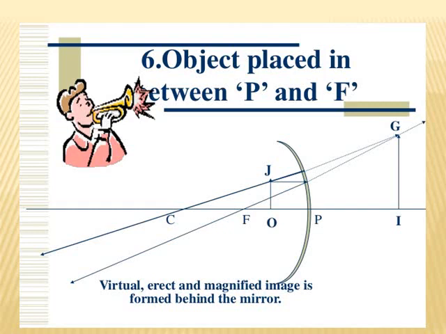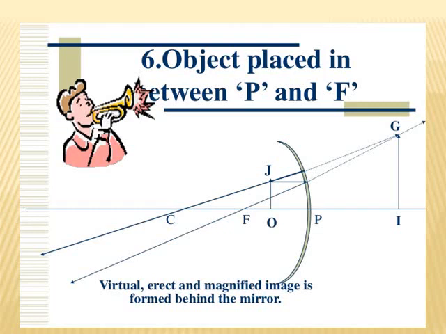So the object here is kept between P and F. So OJ is the object. For OJ, you draw the two rays. One is parallel to the principal axis. After reflection, it passes through the principal focus. Now extend it on the right side also. When you are extending, it should be a dotted line. It should be a dotted line.